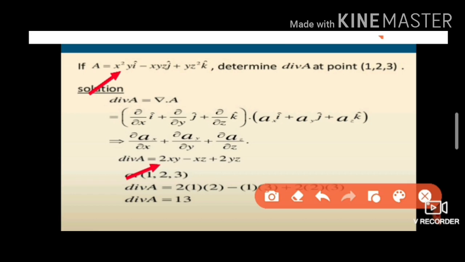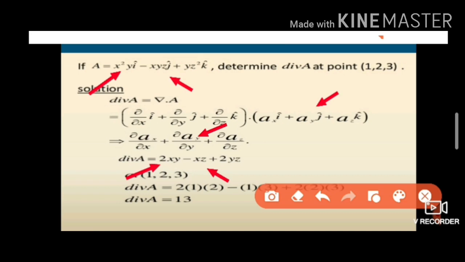Now plus the derivative of Ay with respect to y. What is Ay? The coefficient of j cap is Ay. So take the derivative of Ay with respect to y. What is the derivative? Minus xz. So here minus xz.